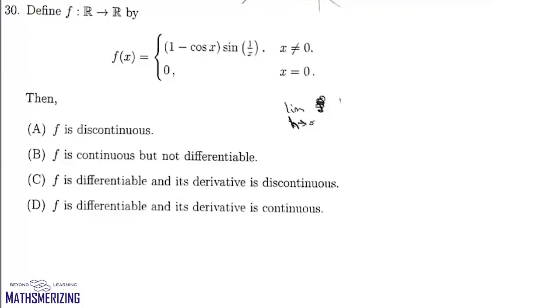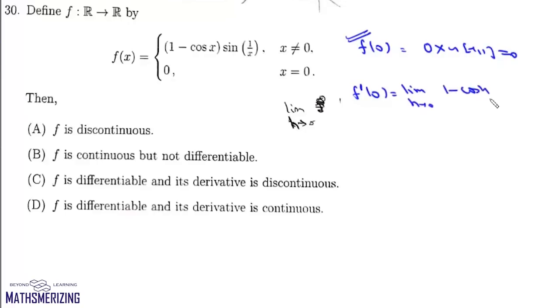Now question number 30: we have to find its continuity and differentiability and continuity of its derivative. Now f(0) will be 1 minus cos 0, 1, so it will be 0 into oscillating value minus 1 to 1, which is 0. So this f(x) will be continuous at x equals 0. Now if you find f'(0), it will be limit h tends to 0 of (1 minus cos h)/h into sin(1/h). We multiply by h and divide by h. So it will be 0 into 1 by 2 into oscillating value minus 1 to 1, which is 0. So this function is both continuous and differentiable for x belongs to R.